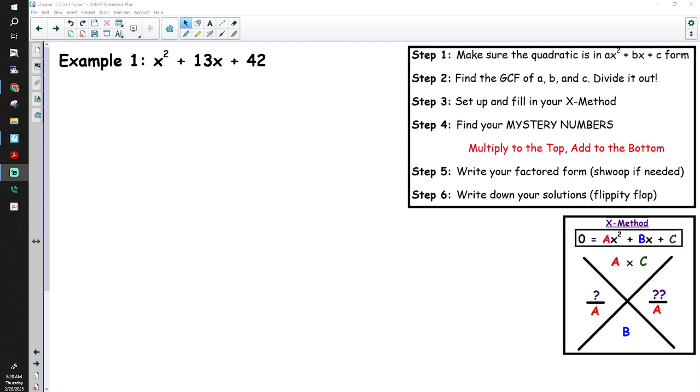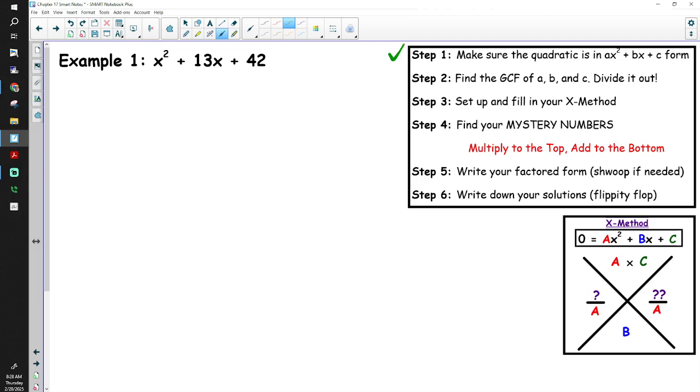Example 1. Is it already in standard form, or do we need to move things around? Is it in order? Is it from the highest degree to the lowest? This problem is already in order. Usually, they're already in order. This is already in standard form: biggest exponent down to the constant. Step 1 is done. Didn't have to worry about it.